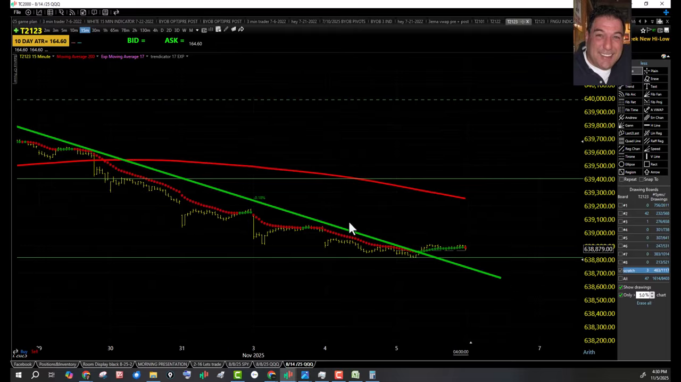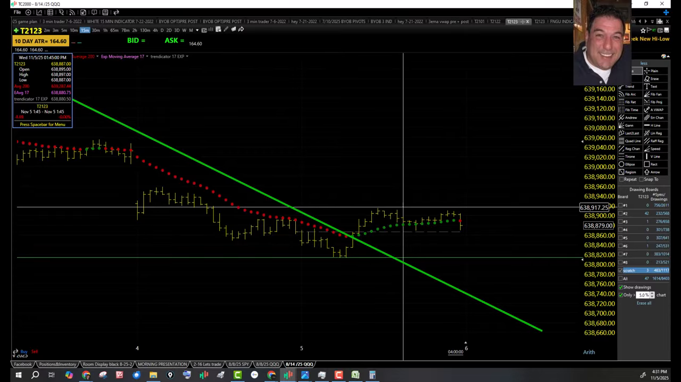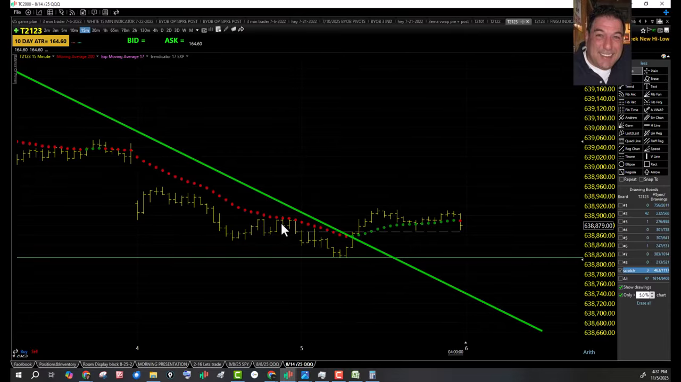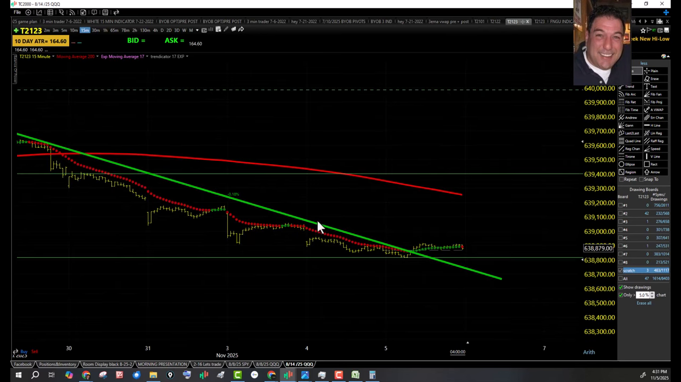T2123, still underneath the 200 SMA, not my favorite place to be unless I'm a bear. We did not make any higher highs. All right, so we're still in a downtrend. We got a high right here that pokes through. It's hard to see it. I'm not going to count it. All right, so still in a downtrend. All in all, you can see price goes down and over to the right.